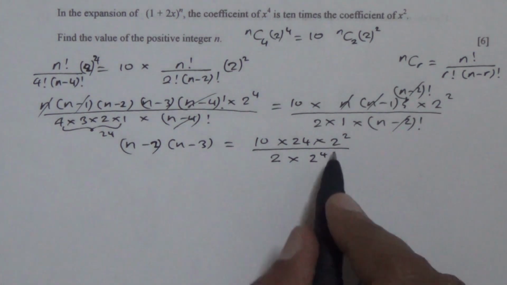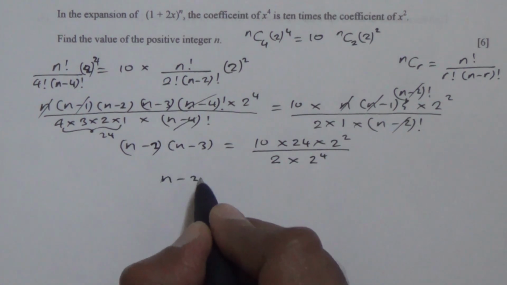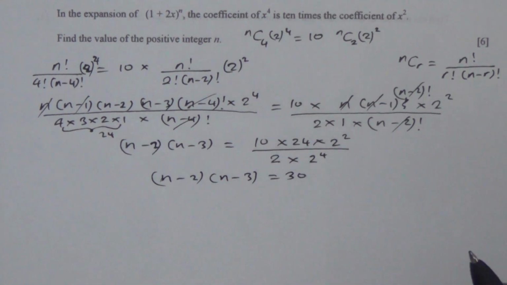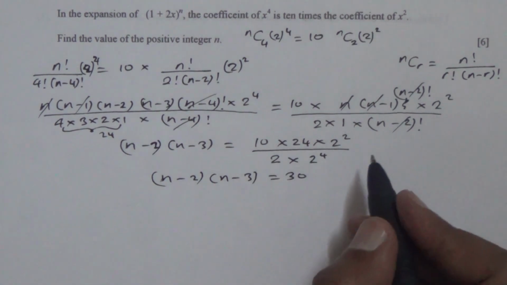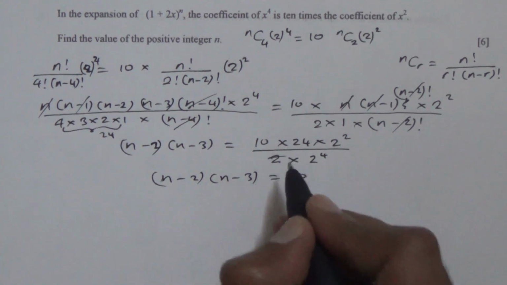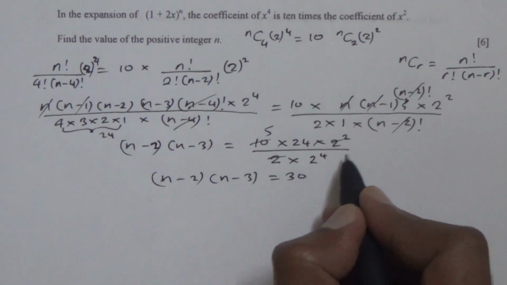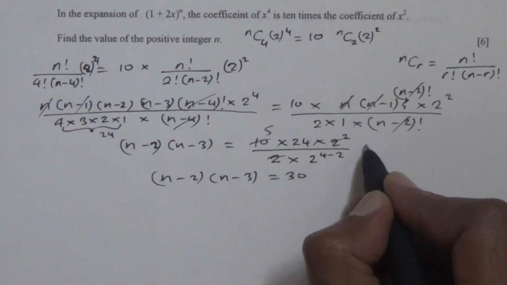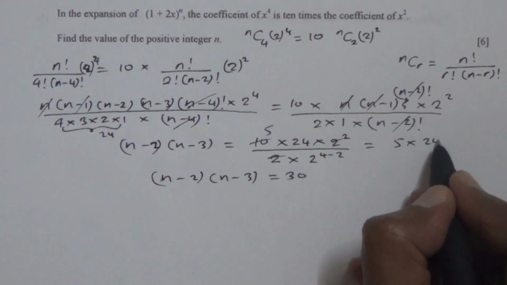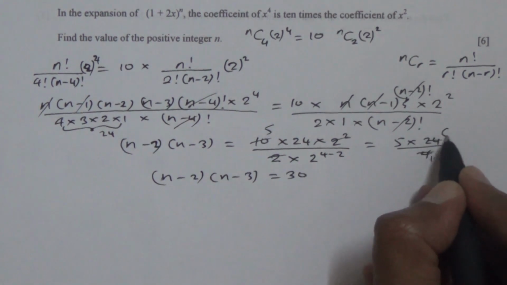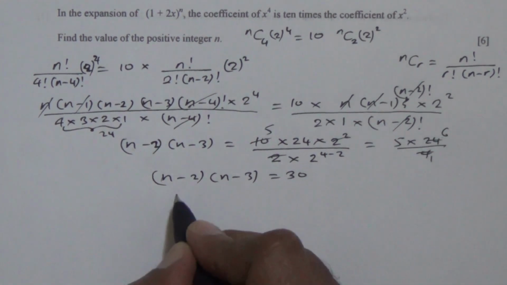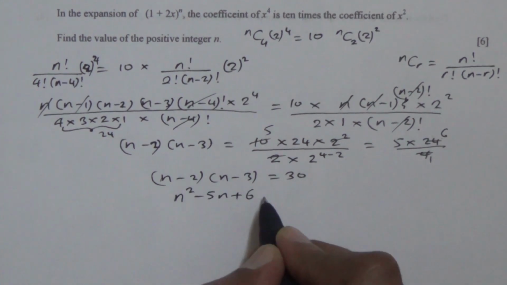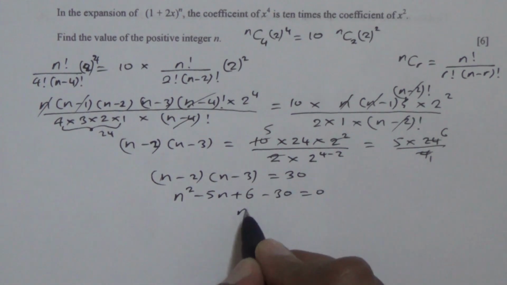So if you were to do this on your calculator, you would get 30. And so you can cross out and do whatever you want. Like 2 here, 5 here, this 2 can come out. Then 2 times 2 is 4, you've got 5 times 24 divided by 4; 4 goes into 24 six times, 5 times 6, 30. Expanding this, you're going to get n squared minus 5n plus 6, and the 30 on this side becomes minus 30 equal to 0.